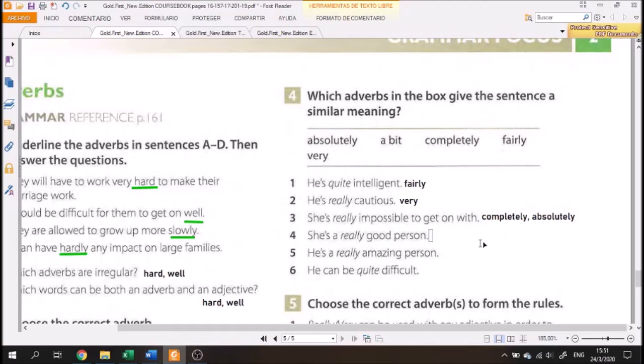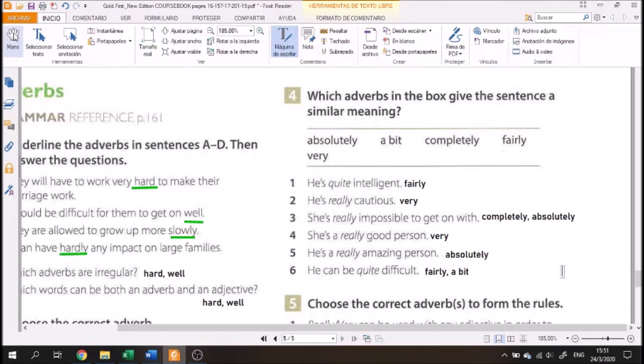Number four. Okay, we can use it again in this case. Very. Number five. Absolutely. Well, in this case, we have also to change the article. He's an absolutely amazing person. And what about number six? What can we replace quite with? In number six, we can use fairly, as we did in number one, or a bit. Both are correct.